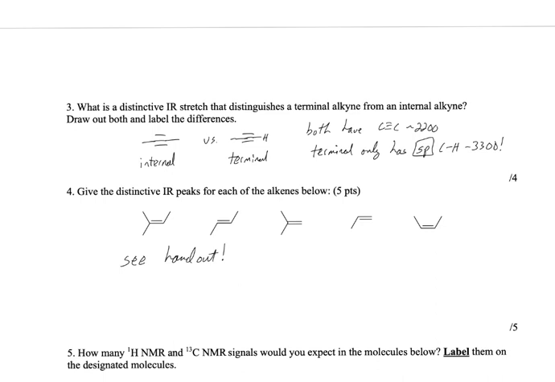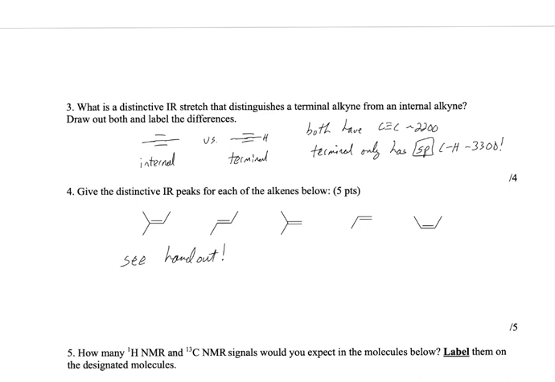For number 3, this is really asking, again, do you know the difference between a terminal and an internal alkyne? You have to be able to draw them both, with the correct bond angles. And it reminds us that the key thing about IR stretches is that you need to have all the stretches for the functional group. Both internal and terminal have a CC triple bond stretch, but only the terminal has the SP hybridized CH stretch. If you don't have the SP CH stretch, you can't have a terminal alkyne. You can still have an internal one or a nitrile, quite frankly. So you really have to know it has to have both those things.